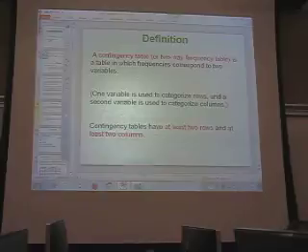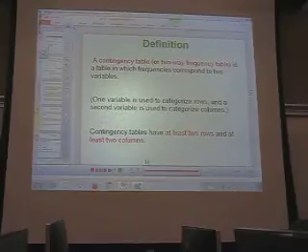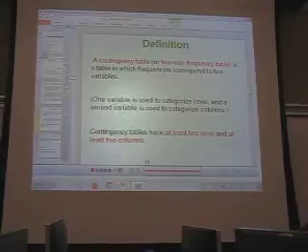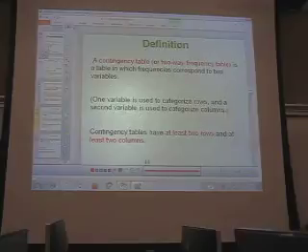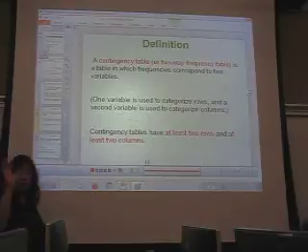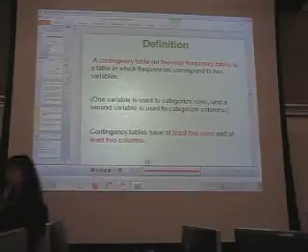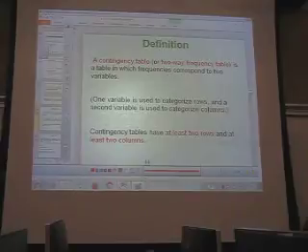Here is the definition. Jenny, go ahead and read. A contingency table or two-way frequency table is a table in which frequencies correspond to two variables. One variable is used to categorize rows and a second variable is used to categorize columns. The contingency table has at least two rows and at least two columns. So for ours we had male, female for our rows, and our columns were black labs, chocolate labs, yellow labs. So we had at least three columns, at least two rows.